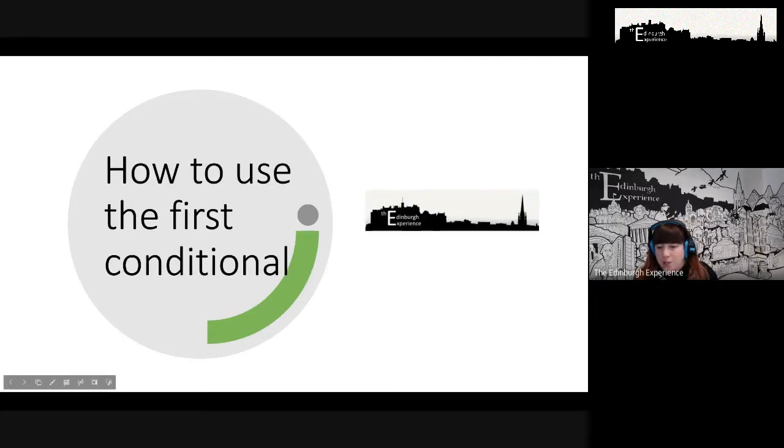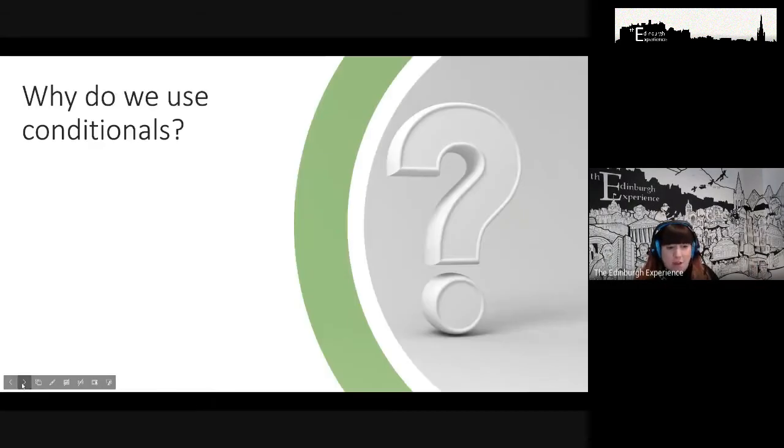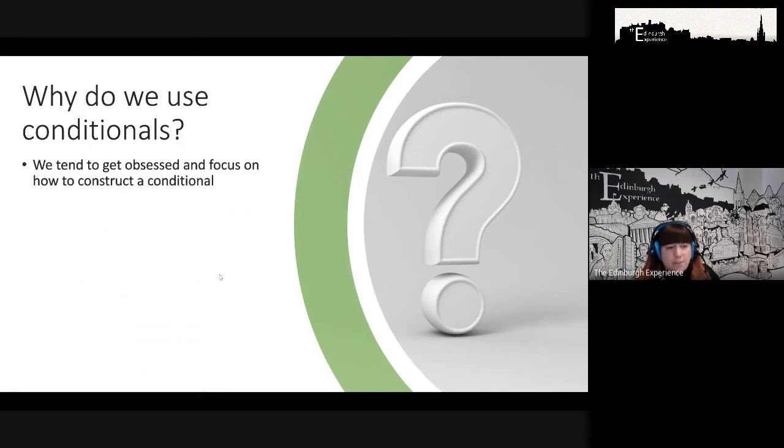about how to use the first conditional. And this is going to be the first in a series that we're going to be looking at in this block. We'll be looking in the next few weeks at all the other conditionals. But what I wanted us to think about, first of all, is why we use conditionals. What is the purpose of a conditional structure?